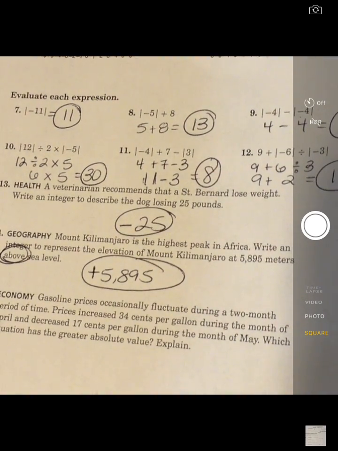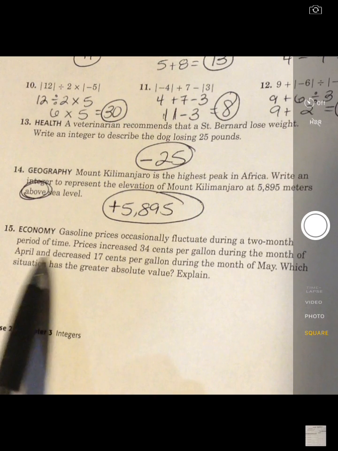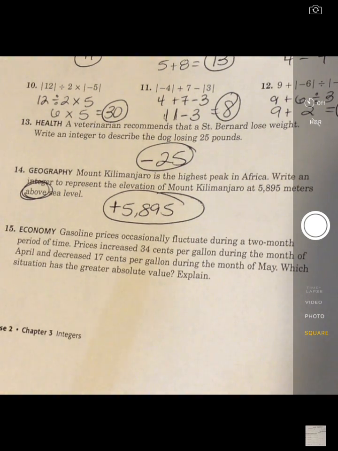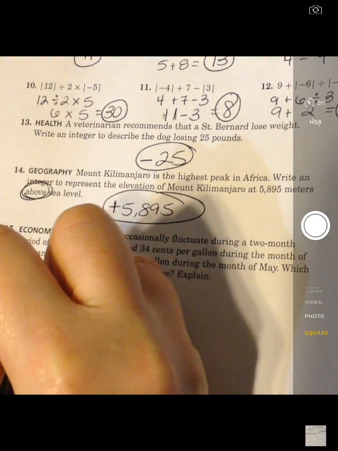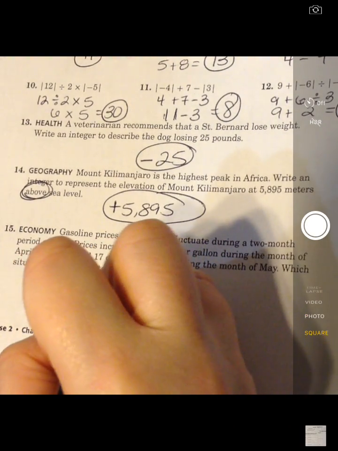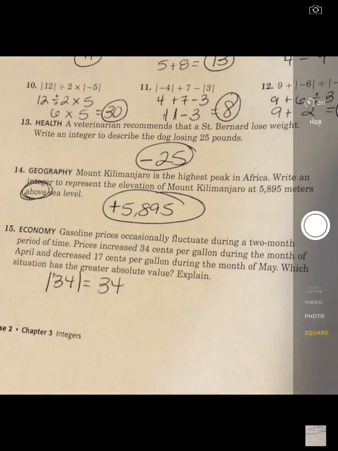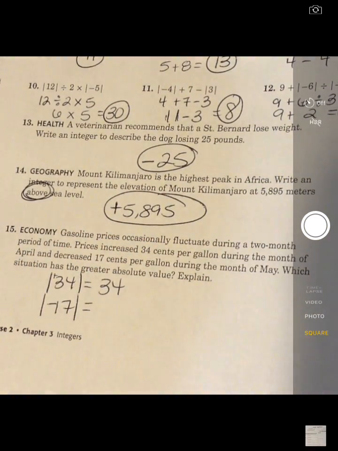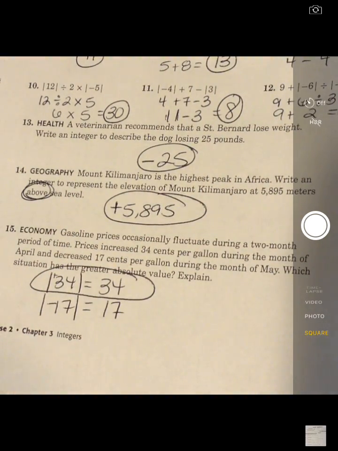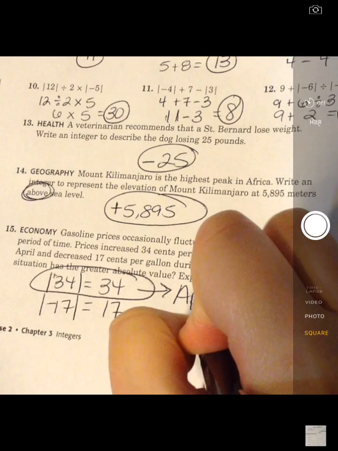Gas prices occasionally fluctuate during a 2-month period of time. Prices increased 34 cents per gallon during the month of April and decreased 17 cents per gallon during the month of May. Which situation has the greatest absolute value? So an increase of 34 would mean positive 34, which absolute value of 34 is 34. A decrease of 17 would tell me a negative 17. Absolute value of negative 17 is just 17. So which one has the greater value? This one does, which was the month of April.